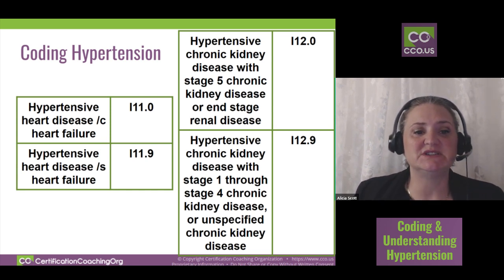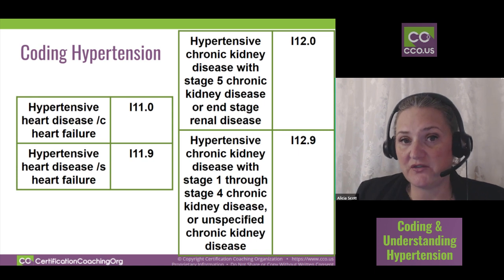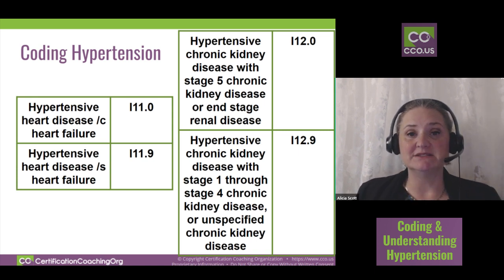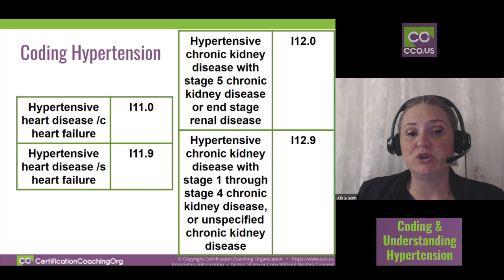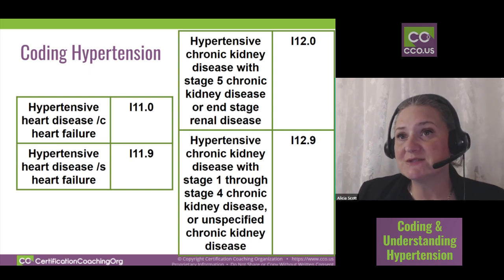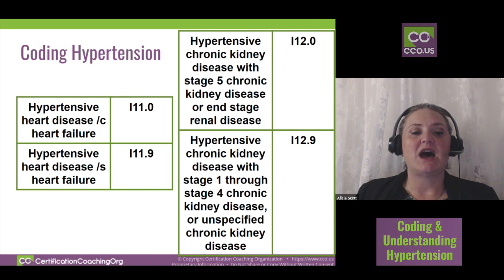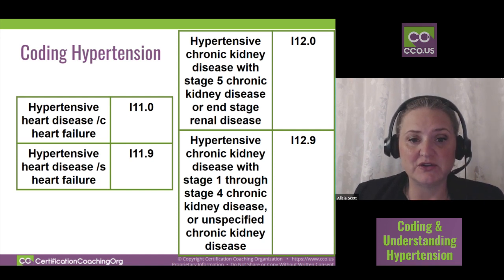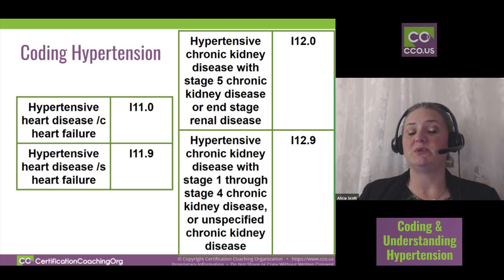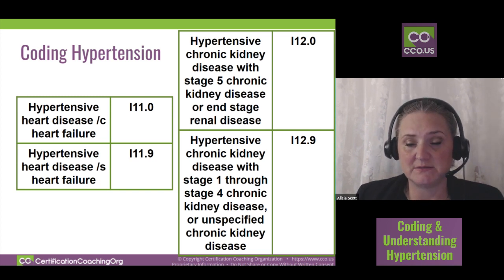I11.0, hypertensive heart disease with heart failure. That means when you go look at I11.0 in the tabular, it's going to tell you to code the heart failure as well, which is like an I50 code, right? Hypertensive heart disease without heart failure is I11.9. So you won't be using an additional code for that.